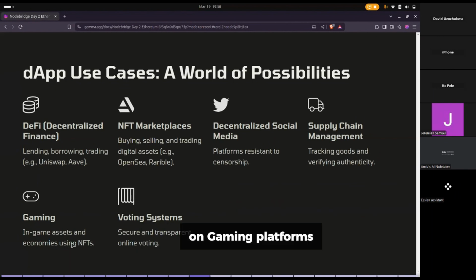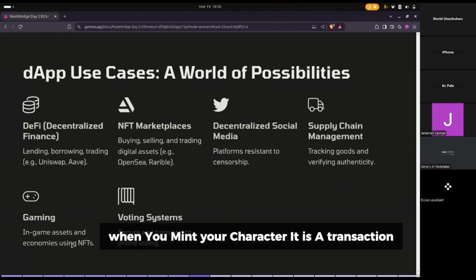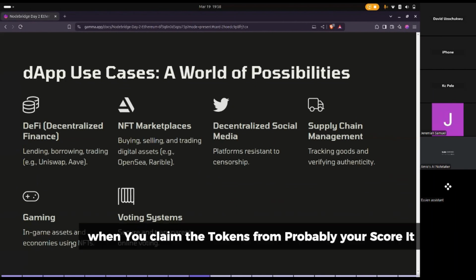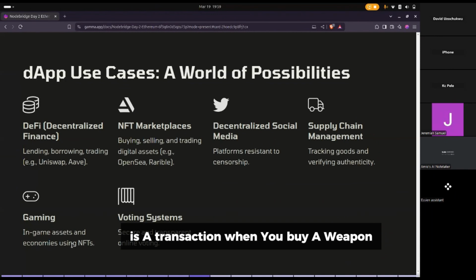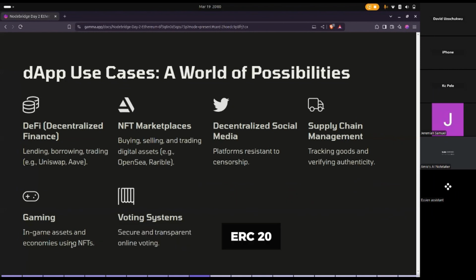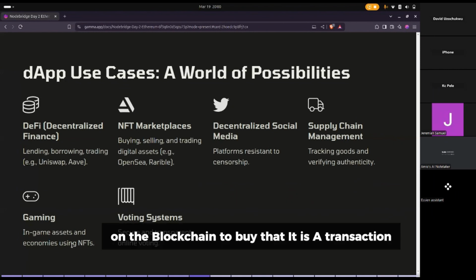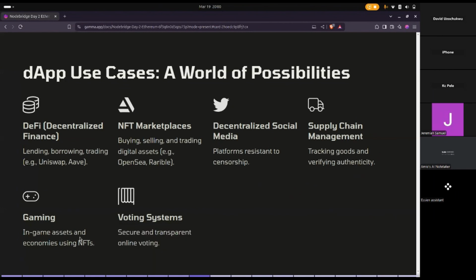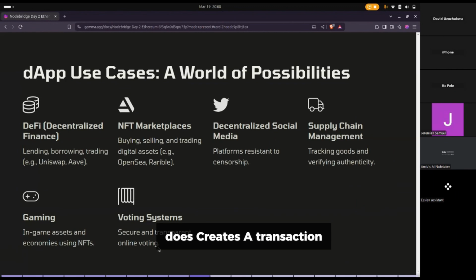On gaming platforms, when you mint your character, it is a transaction. When you claim the tokens from probably your score, it is a transaction. When you buy a weapon, if that weapon is on the blockchain, maybe the weapon is an NFT and you have to use an ERC20, which is a token on the blockchain, to buy that, it is a transaction. So everything this application does creates a transaction.